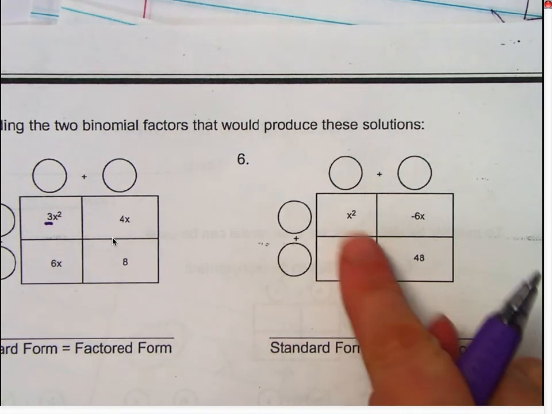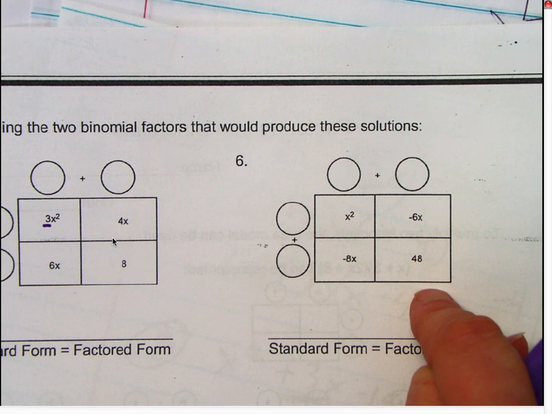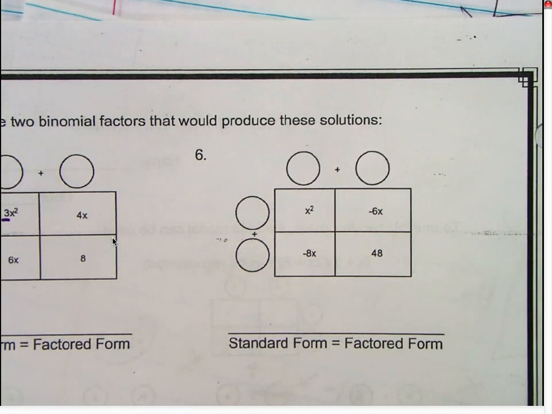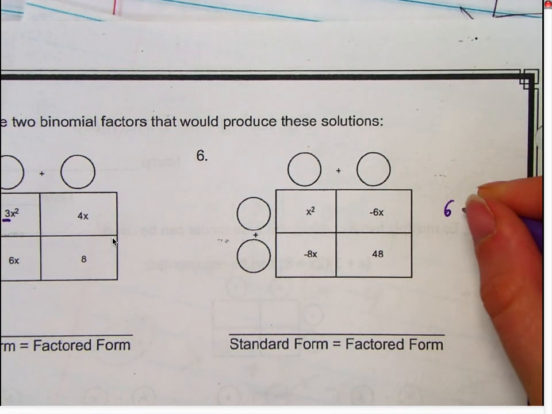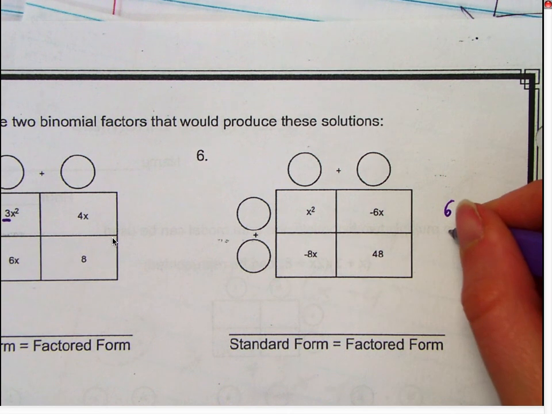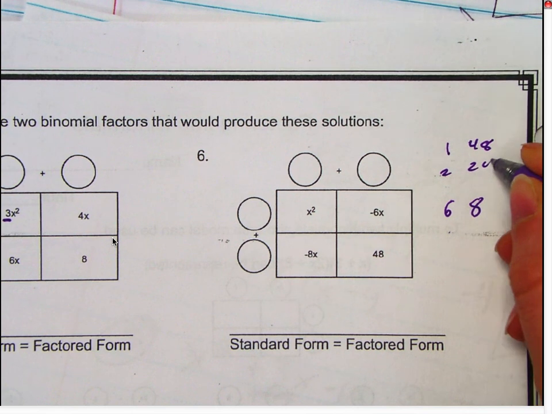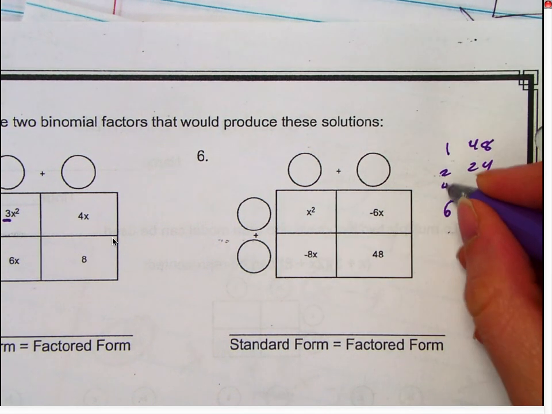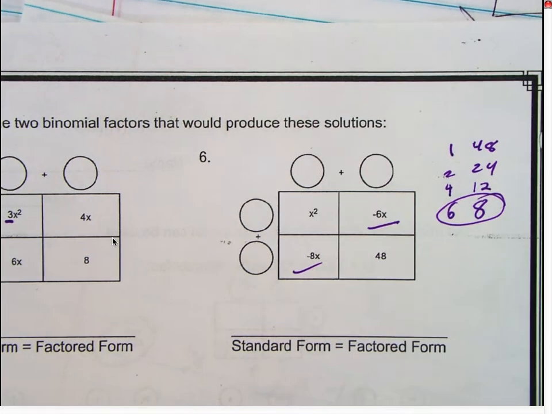Let's do 6. We've got the x squared, negative 6x, negative 8x, and 48. So what are two things that multiply together to give us 48? We've got 6 and 8, 1 and 48, 2 and 24. Anything else? 3 doesn't go in there. 4 and 12? Well, it's obviously 6 and 8 because we have 6 and 8 here, right?